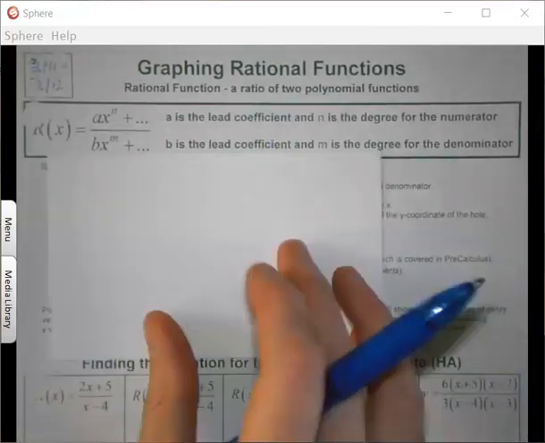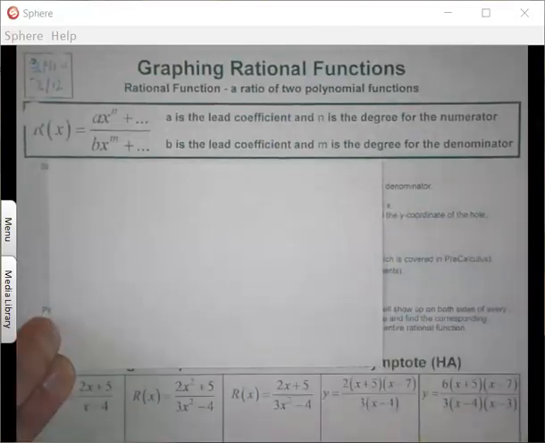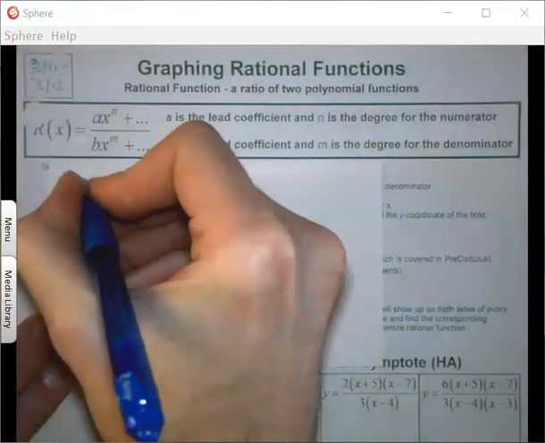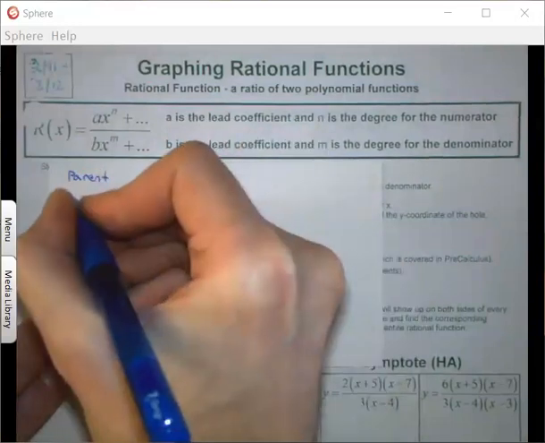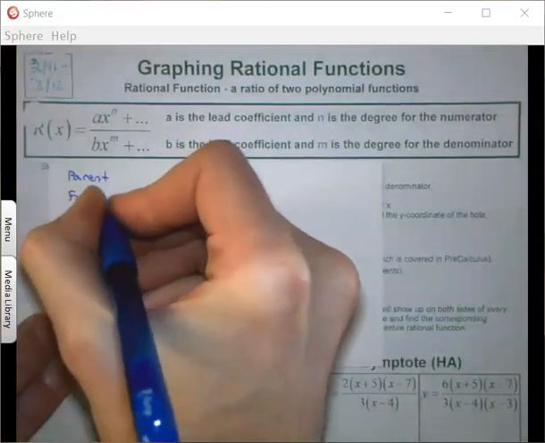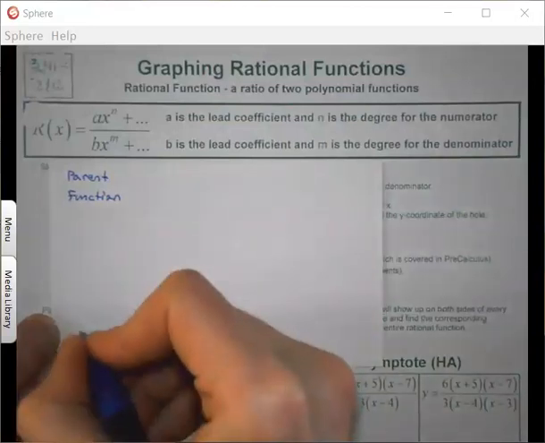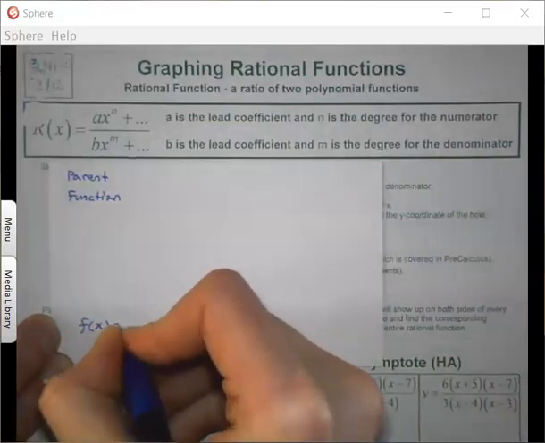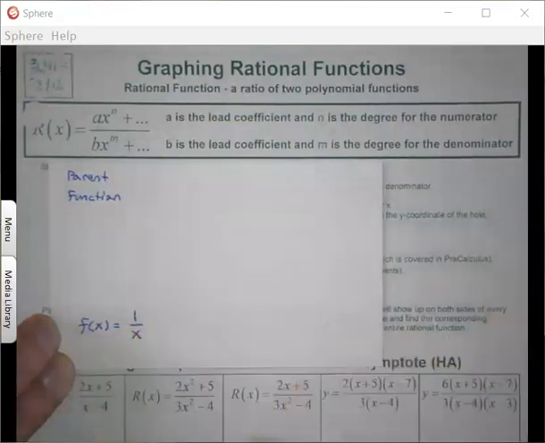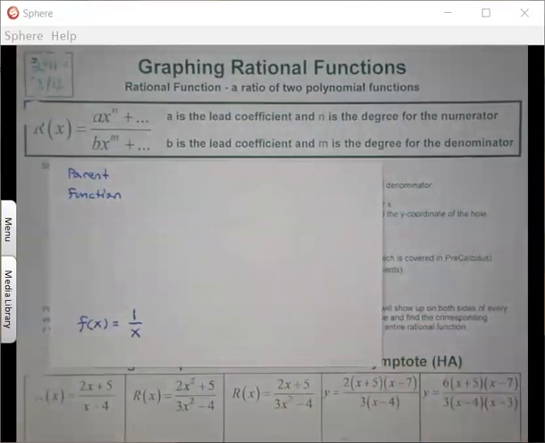So first, let's talk a little bit about what a rational function is and what the parent function looks like. So the parent function for a rational function is going to be f of x is equal to 1 over x. So this is the simplest rational function you can have. And the big idea with a rational function is it's a function that's written as a fraction and has a variable in the denominator.